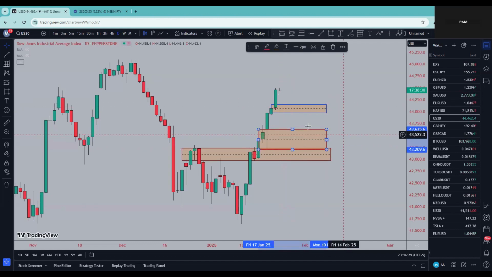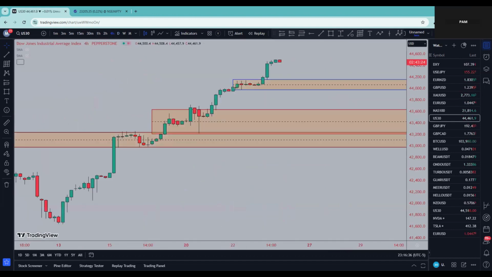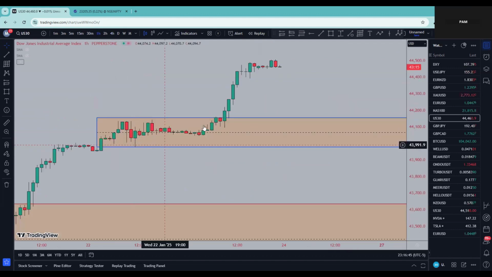But so far, price has not come, and I'm becoming impatient. So I went to the 4 hours. I said, let me see what I have on the 4 hours. I saw this zone here on the 4 hours, went to the 1 hour and refined it. I refined the zone.